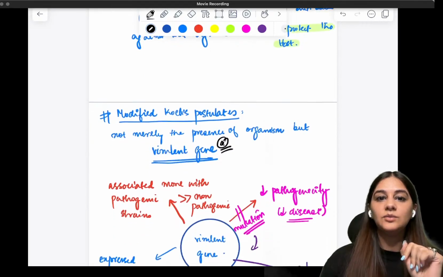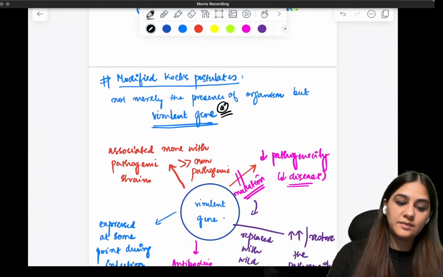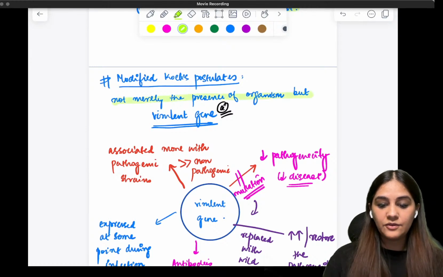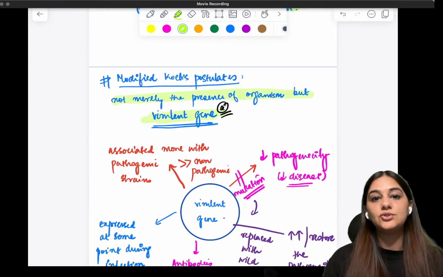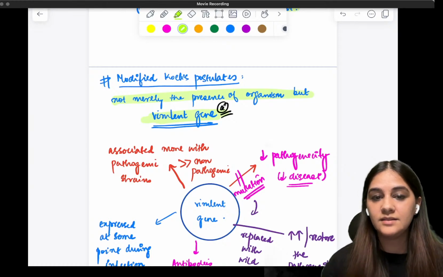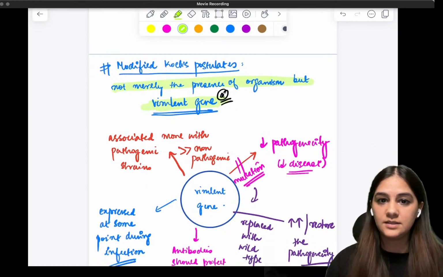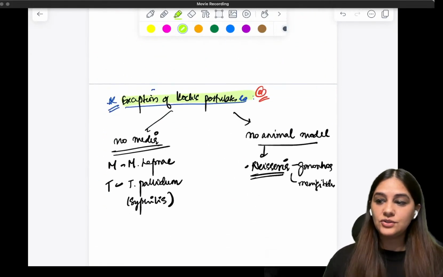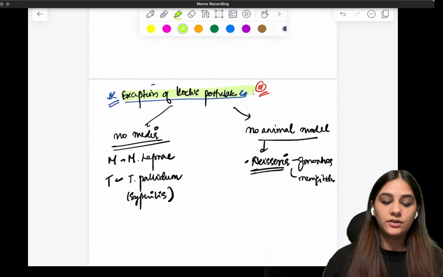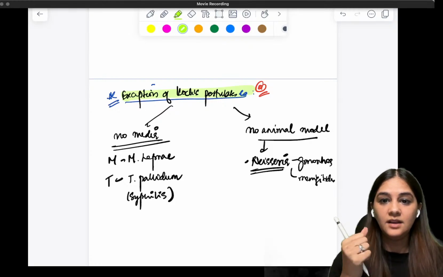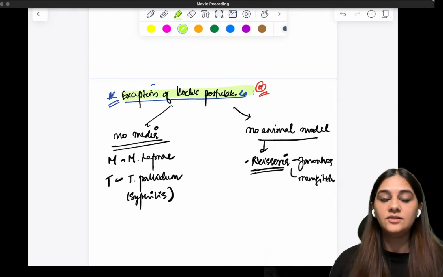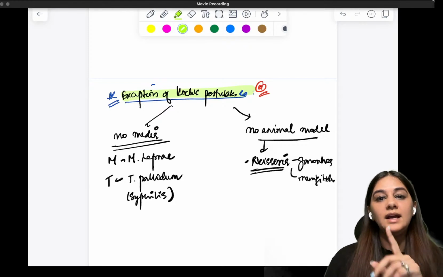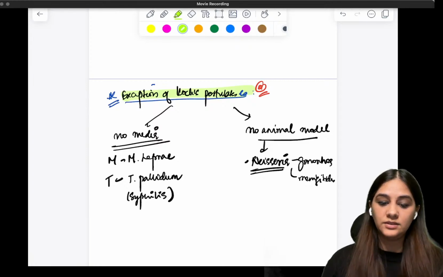And then there were certain modified Koch's postulates, which told us about the virulence gene, that it is not merely the presence of an organism, but the gene which codes for the virulence of the organism, right? So finally, the exceptions of Koch's postulates, which is either no media or no animal model, right? So M. leprae and Treponema pallidum, no media, and Neisseria, no animal model, right?